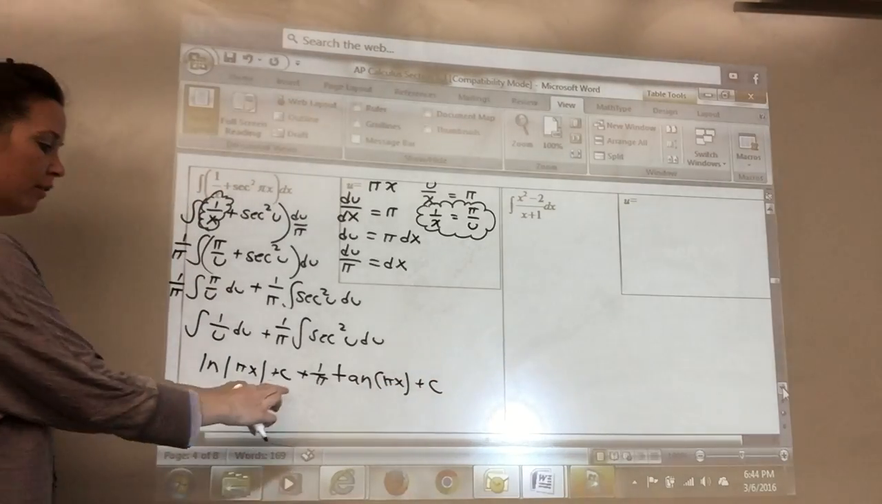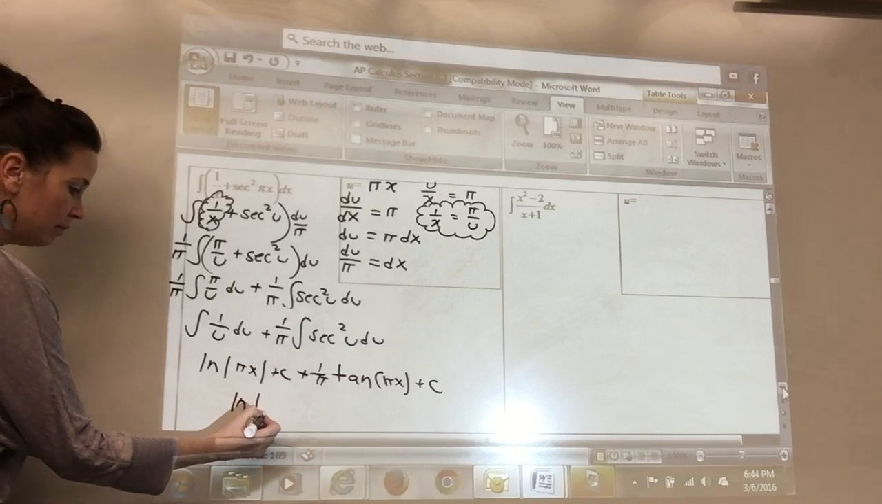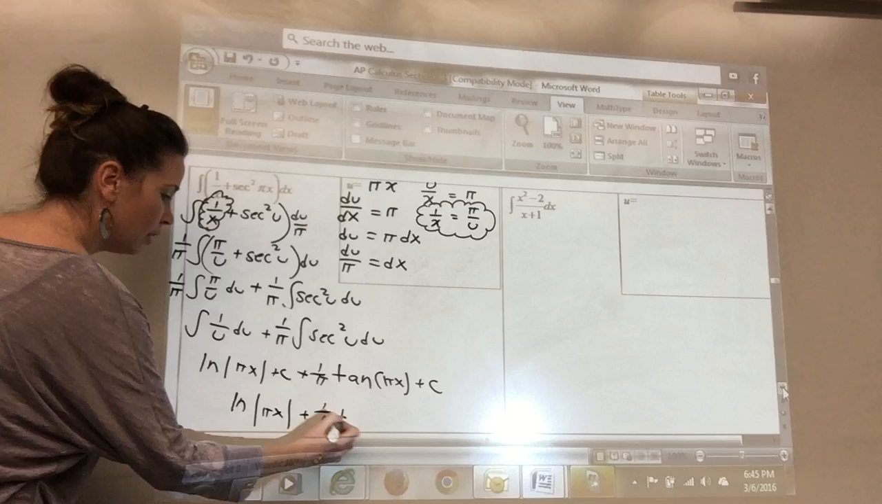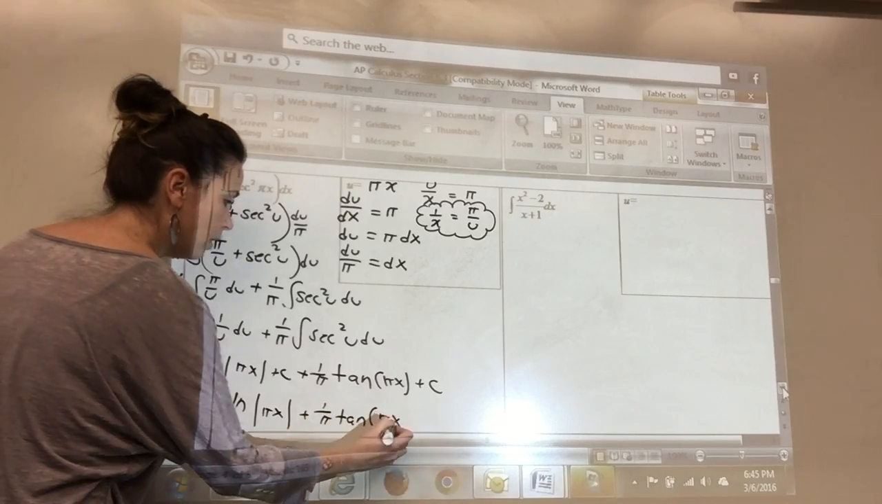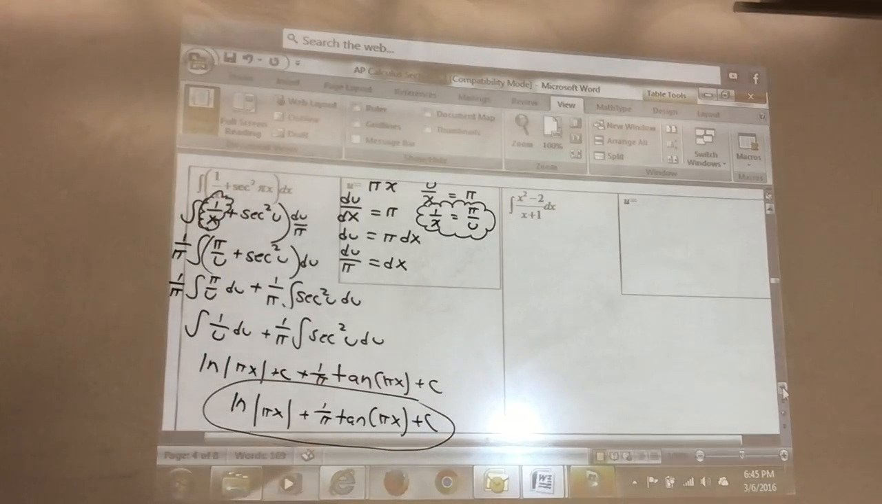In the end, you see how you have 2 plus c's. So in the end, you just need to write it once. And that's my final answer. Tricky.